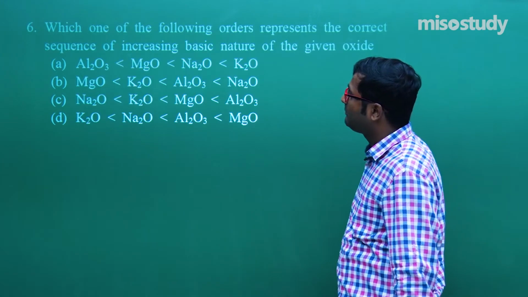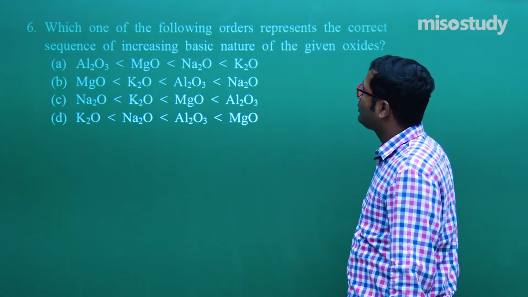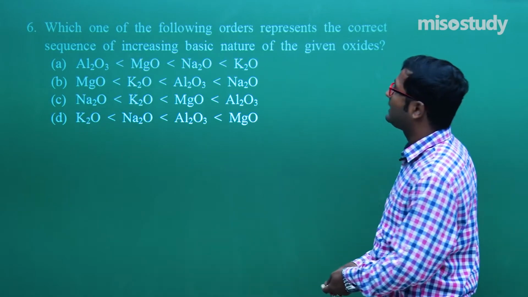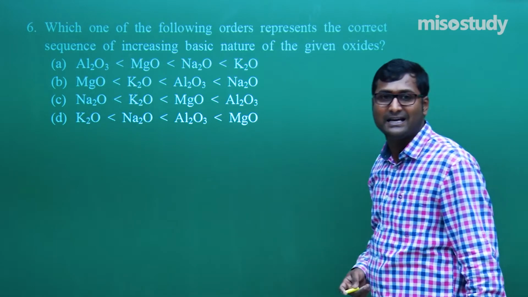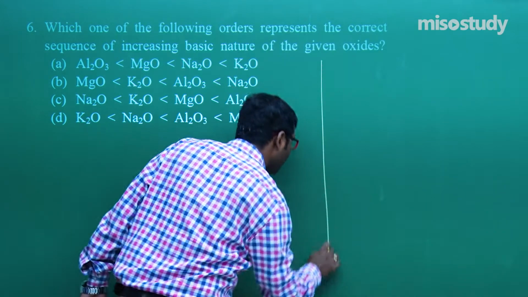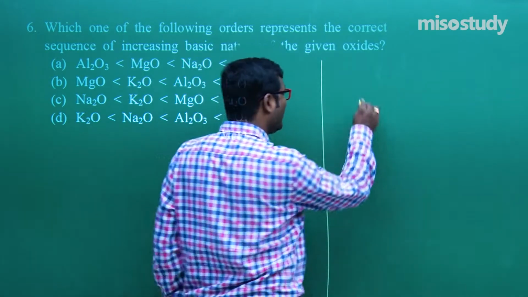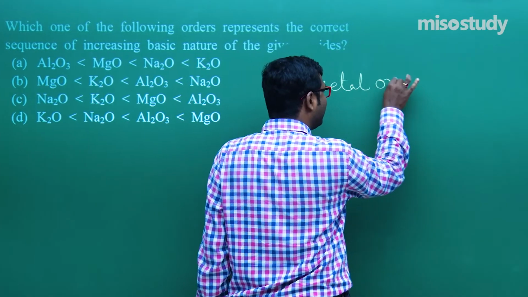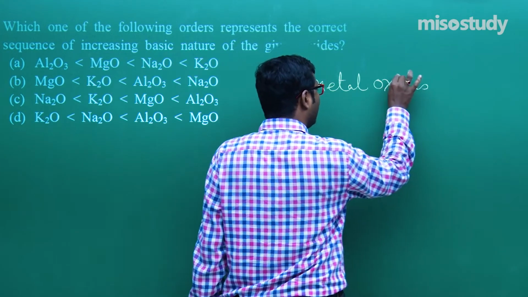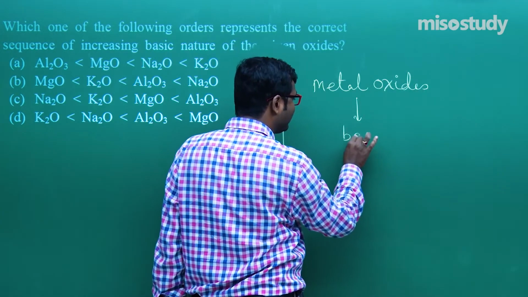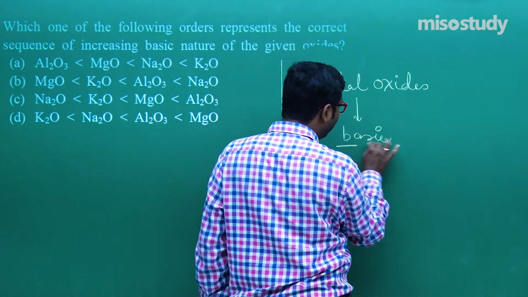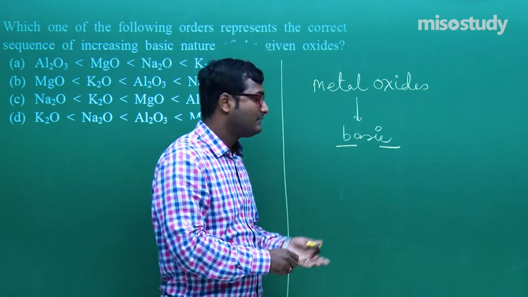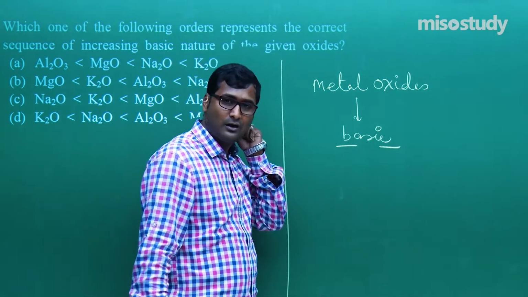Now let's move to question number 6. Which one of the following orders represents the correct sequence of increasing basic character? Now tell me, as I told you, metal oxides are more basic. If the metallic character increases, then the basic nature also increases.